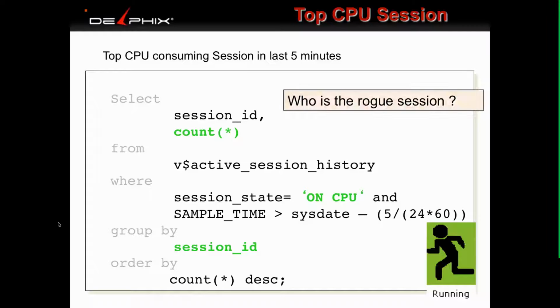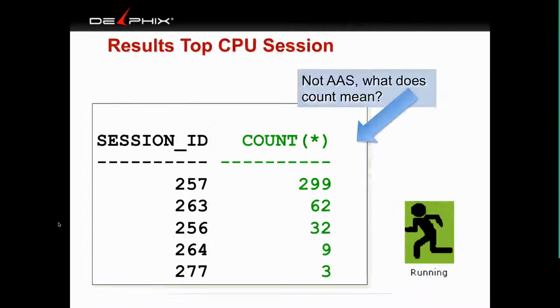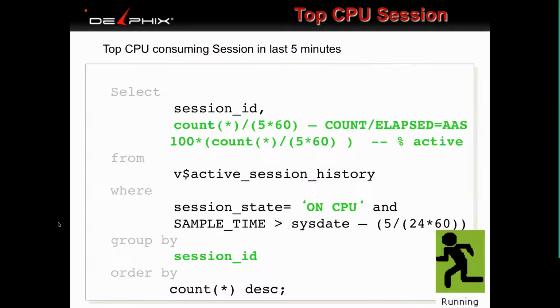Group by the session. So who's eating up my CPU? Here's the output. I have 5 sessions here. The count star is by far the highest with session 257. This is 5 minutes, so how many seconds in 5 minutes? 300. This guy is basically at 100% CPU the whole time. Now that's pretty cool. I found that out pretty quickly with ASH.